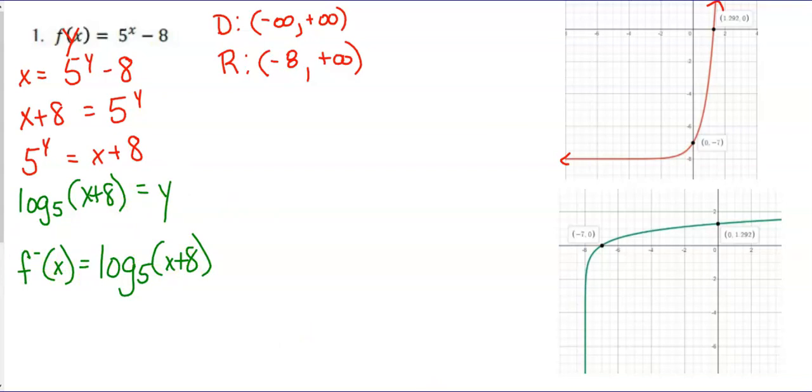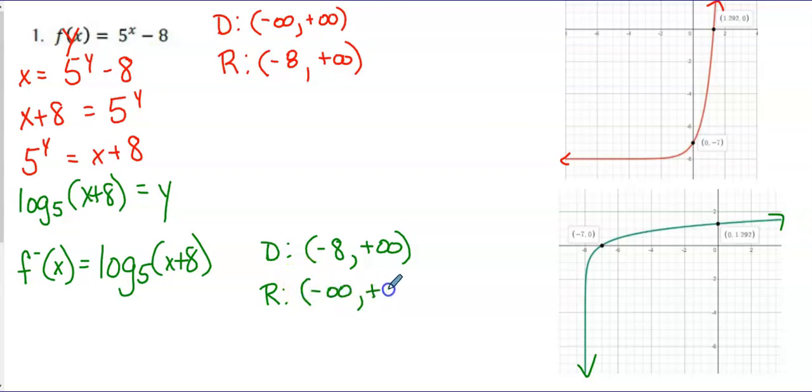Now let's look at the green graph. Let's notice that for the domain this time, it starts over here at the -8 line. The -7 is the x-intercept. So the -8 line is where the domain starts. The domain starts at -8 and goes to positive infinity on the x values, and then the range starts at negative infinity and goes to positive infinity. So it did switch. The domain and range switched in the original and the inverse.